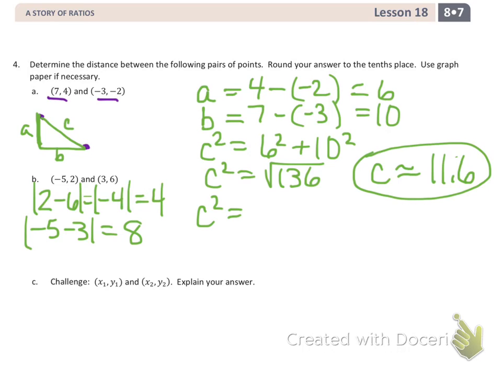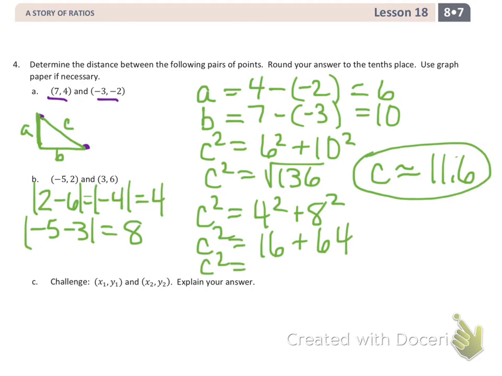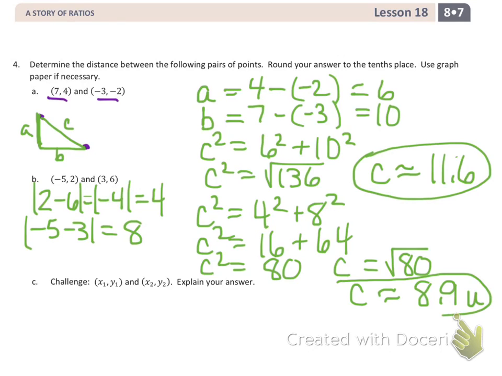But c squared is equal to the sum of the legs squared. So I've got c squared is 16 plus 64. C squared is equal to 80. So c is equal to the square root of 80. That's really close to 9. And if you put this one in your calculator, that c is going to be approximately 8.9 units. 8.9 units. Okay. All right, so this challenge problem I'm going to do on the next page.